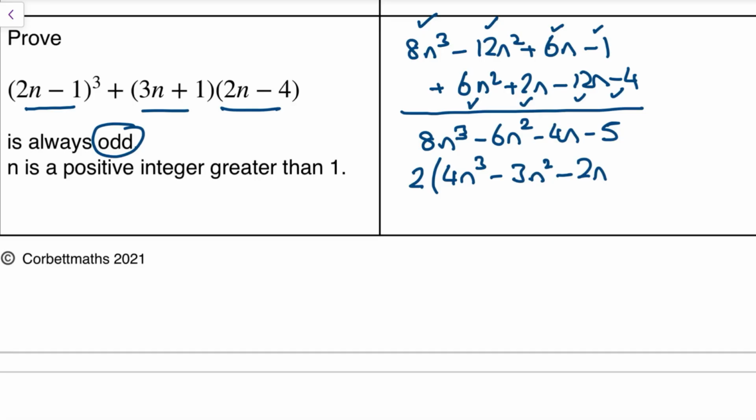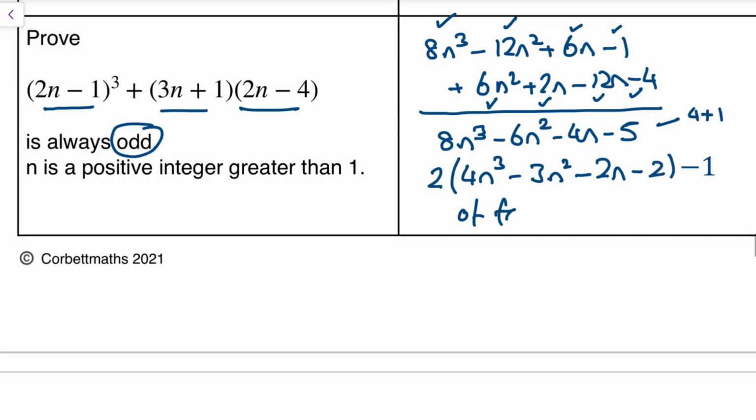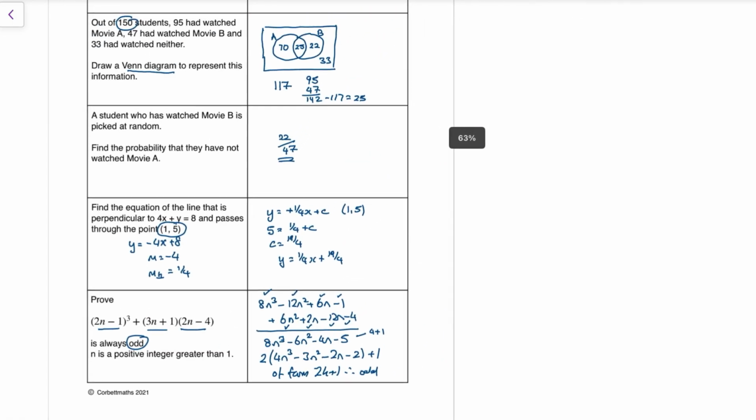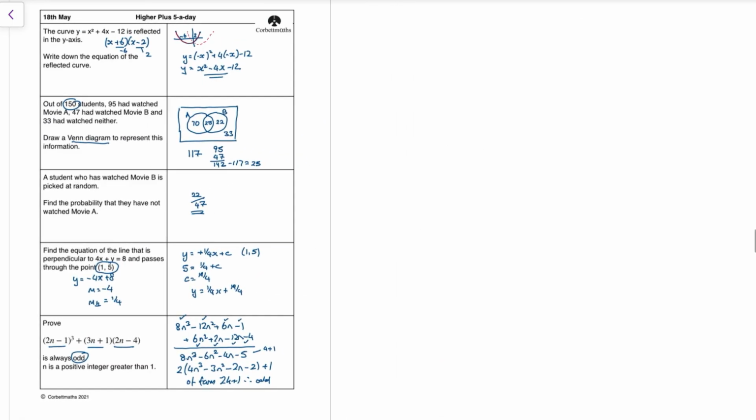Now the 5 is the same as 4 plus 1. And 4 is the same as 2 lots of 2. So I'm going to say minus 2 and put the other 1 over here. And then I'm just going to say of form 2k plus 1, therefore odd. And I've proven it. I've rearranged it to show it's an odd number, question answered, question shown.